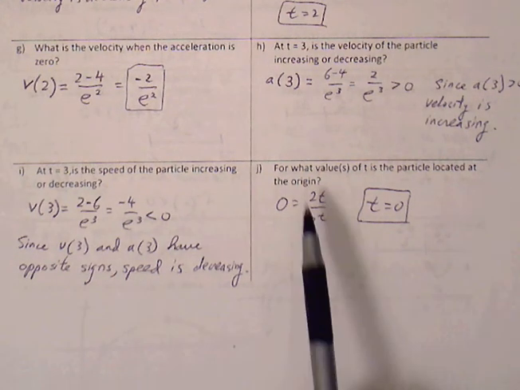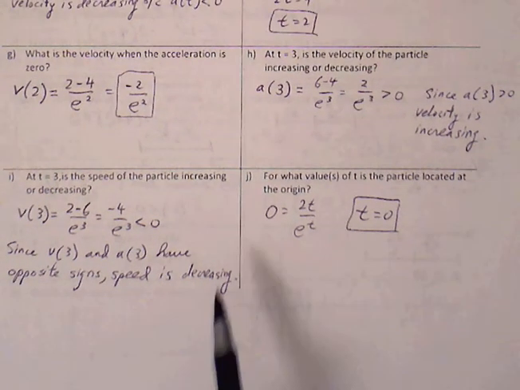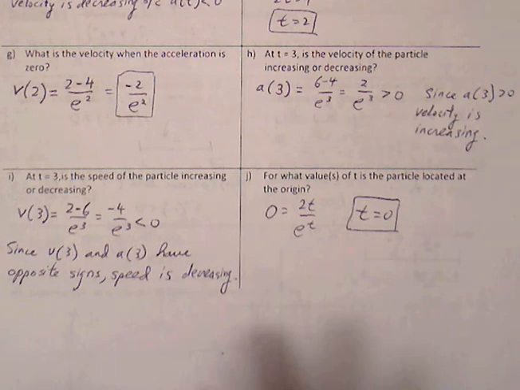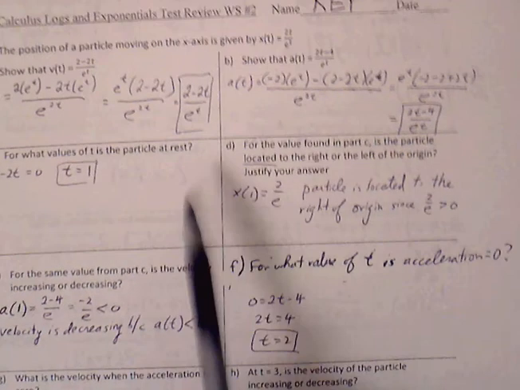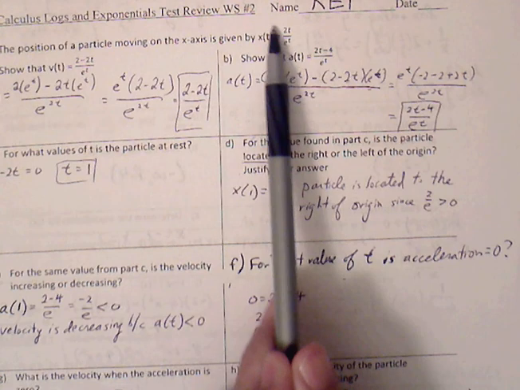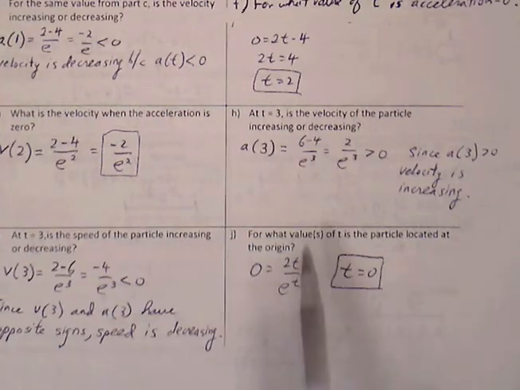For J, for what value is the particle located at the origin? The origin is where x of t is 0. So we replace x of t with 0, and we simply solve for t. The position function is 2t over e to the t. Setting it equal to 0, if I cross multiply, I get 2t is equal to 0, so t is equal to 0. So that is the time when the particle is at the origin.